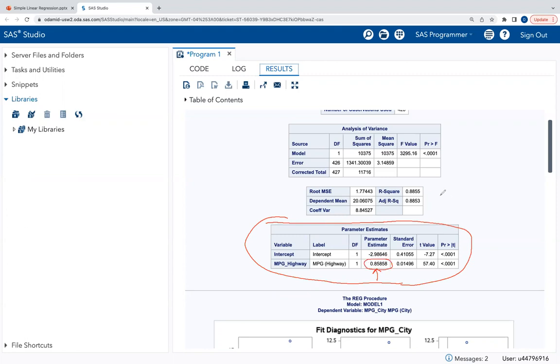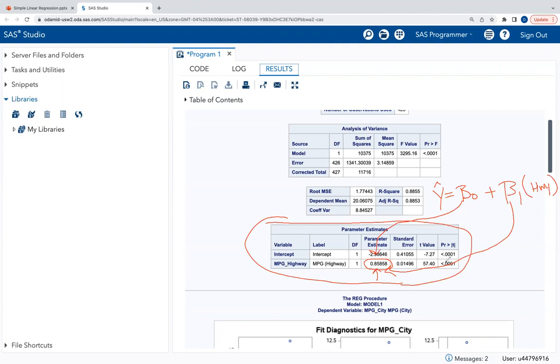Because remember, we talked about Y hat equals some type of intercept plus some type of coefficient, beta one, which you can think of as my slope, times X, which in this case is highway miles per gallon. So in this case, my beta one is actually going to be this value, and my beta naught is going to be this intercept value there.